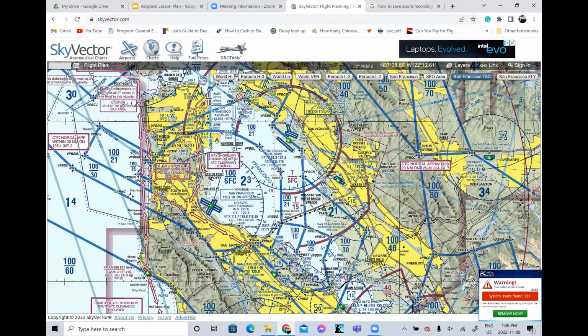And over here, where we're still in the class Charlie, it starts at 1,500 feet MSL, and this time it terminates just below 4,000, so 3,999 feet.